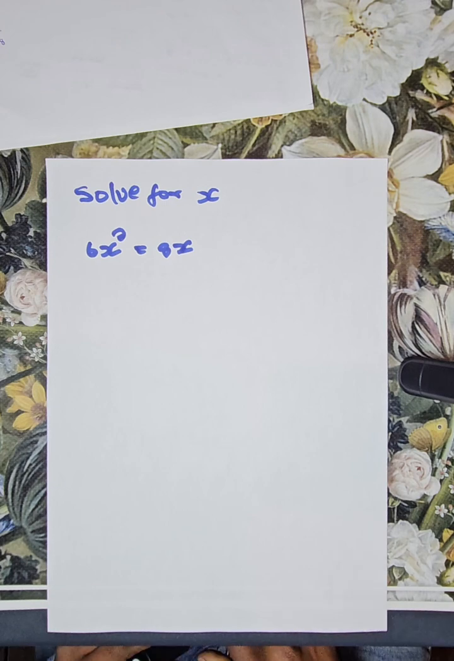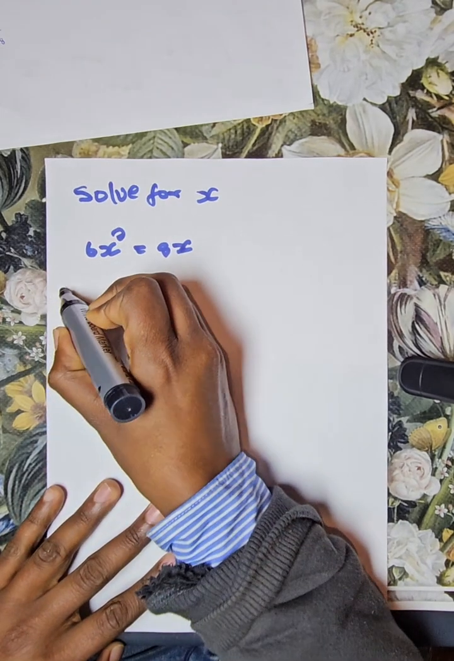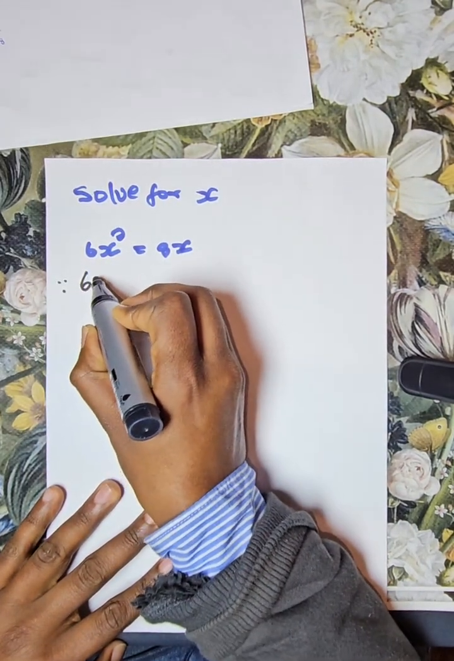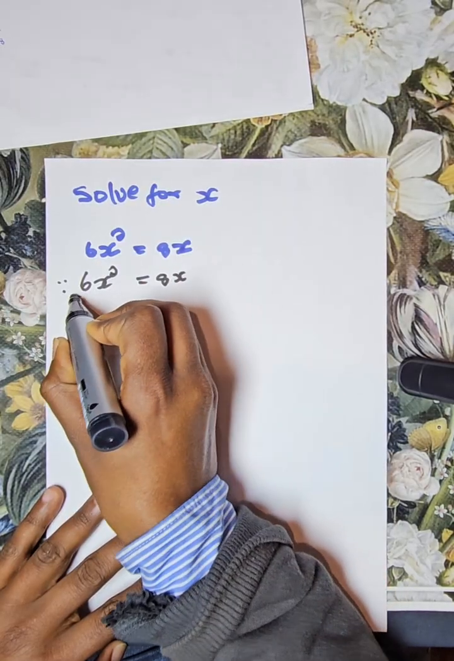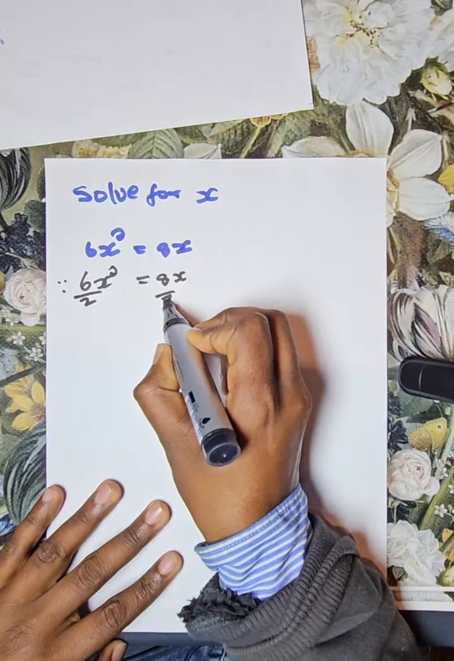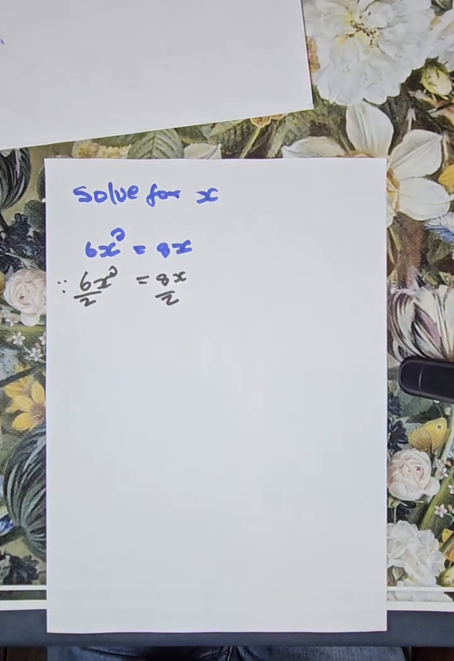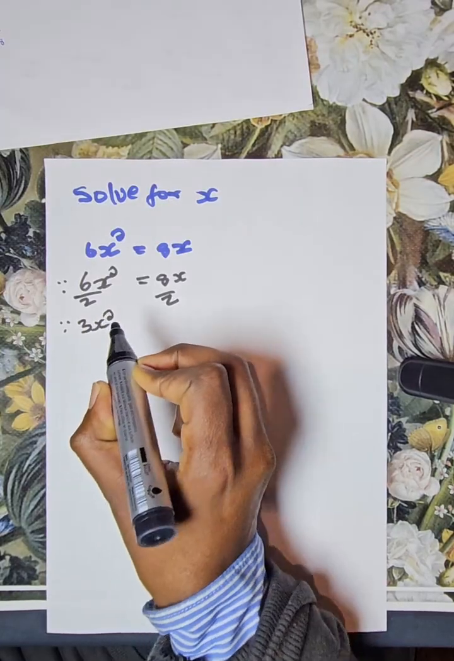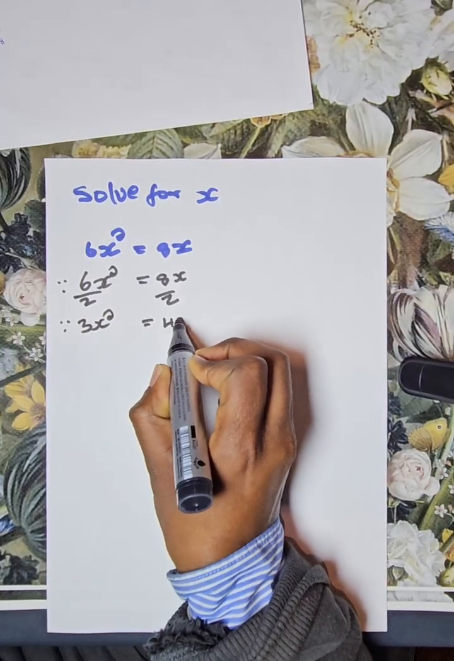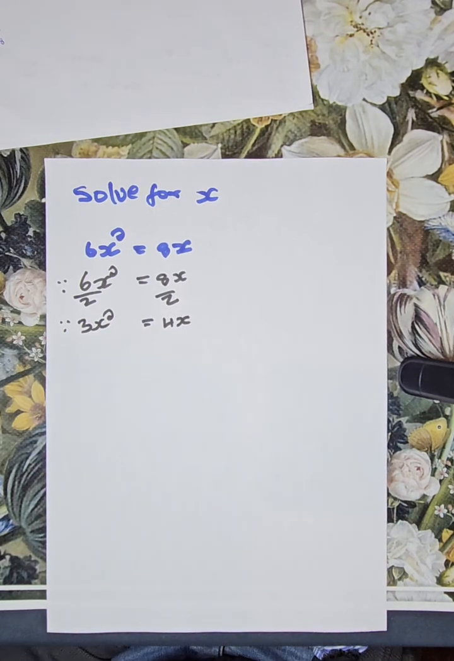So our first step is to simplify. We're going to say 6x squared equals 8x, and we're going to divide both sides as a whole by 2. This simplifies to 3x squared equals 4x.